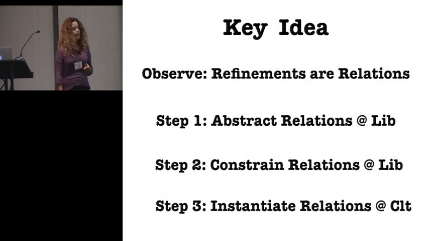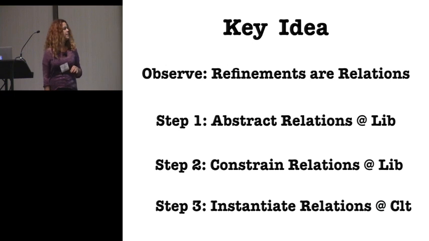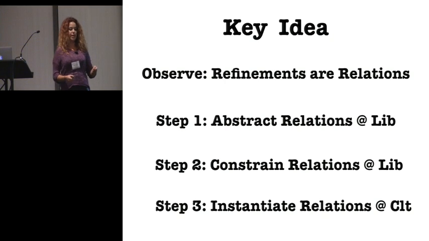So we saw an example of our key idea. That is that we observe that refinement types are actually relations. And using this observation, on the library side, we abstract over these relations, and then we constrain them appropriately. And then on the client side, we need to first instantiate our abstract relations, and then use the instantiation to check if the constraints are satisfied.